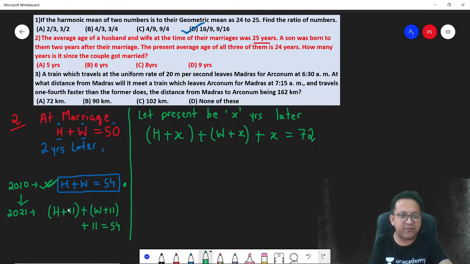So instead of 11, I have X. Instead of these three 11s, I have an X. So I wrote X here. I hope you understand this now.